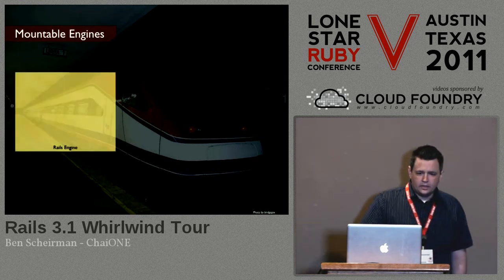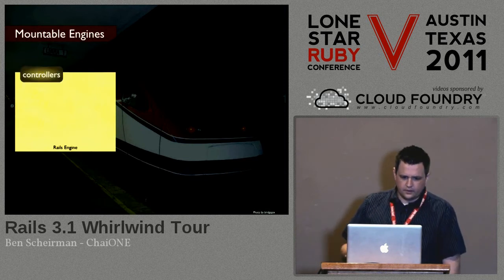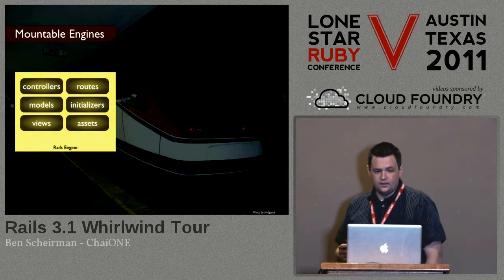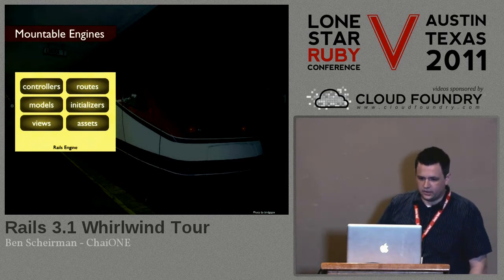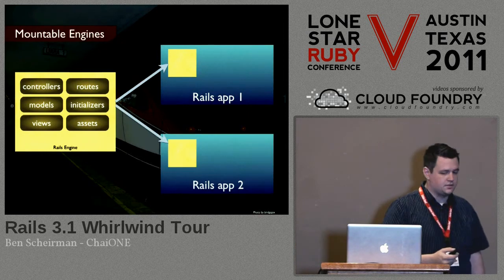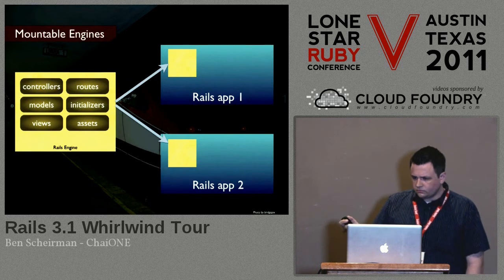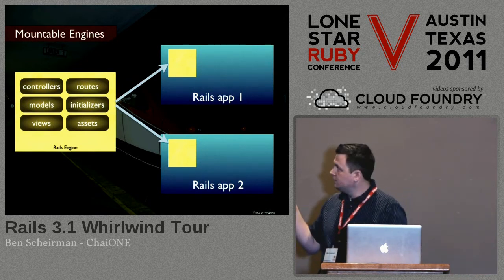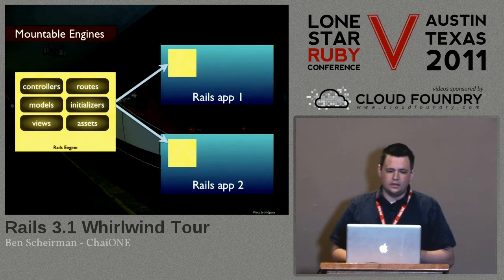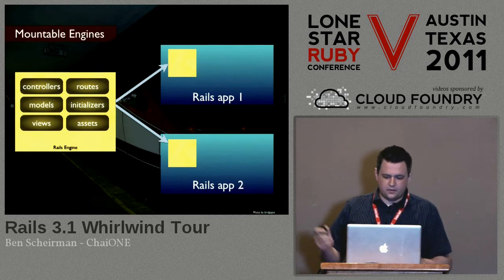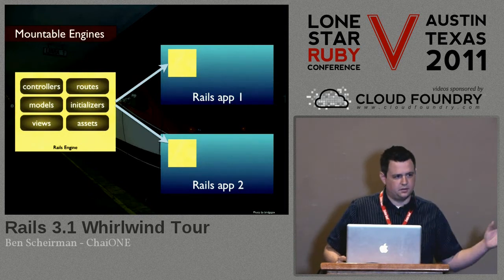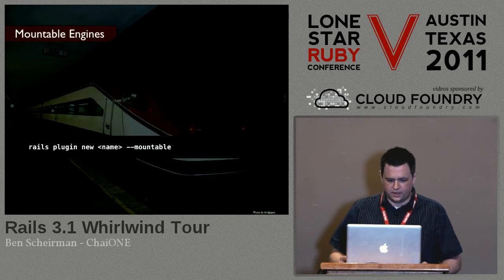We also have mountable engines. So an engine is like a Rails plugin that contains all of these things: controllers, models, views, routes, initializers, and assets. So it's like another Rails application that you can embed inside of your Rails application. So if you have an engine, you can embed it inside of two different applications. What's important about this is that it contains assets as well as views. So you can have your own JavaScript, CSS, images, and things like that, and you can embed those into other Rails apps. Like, for example, the Resque admin console. It's really easy to just embed that as a nested engine in your application.